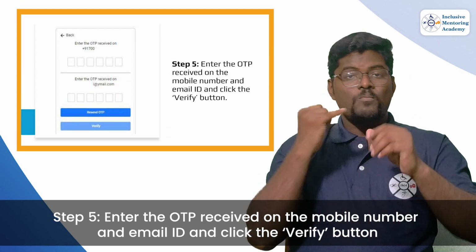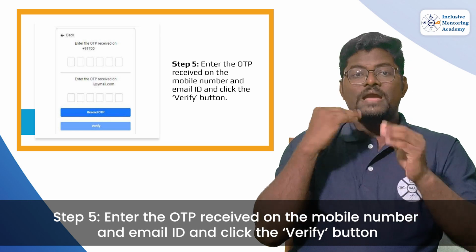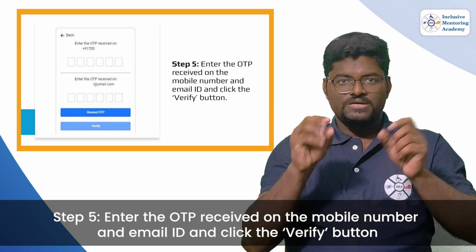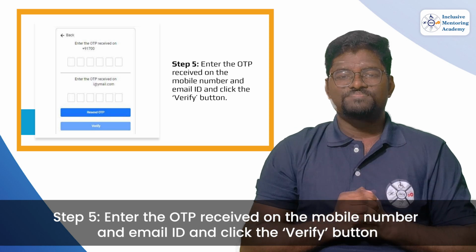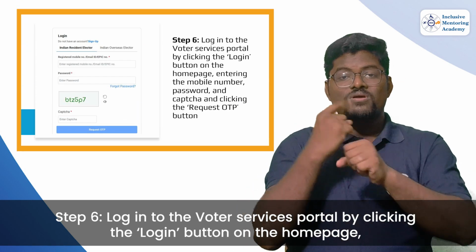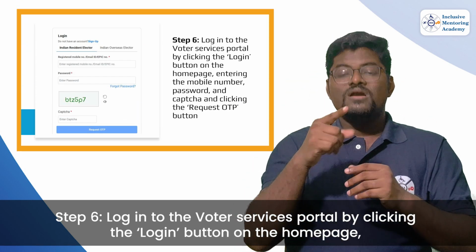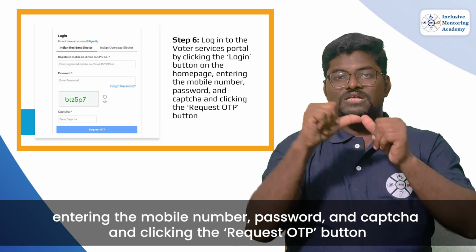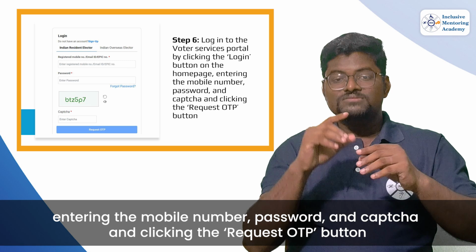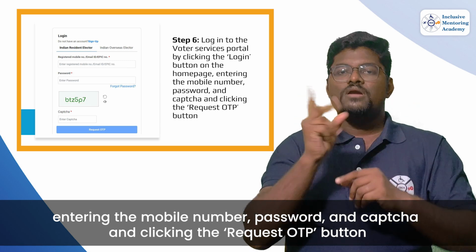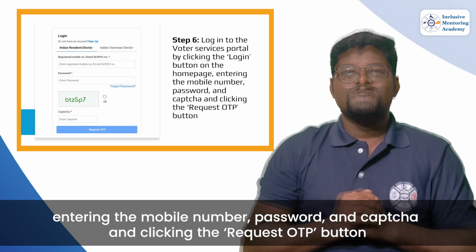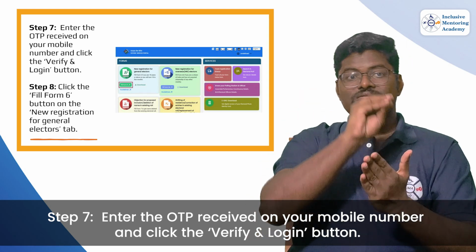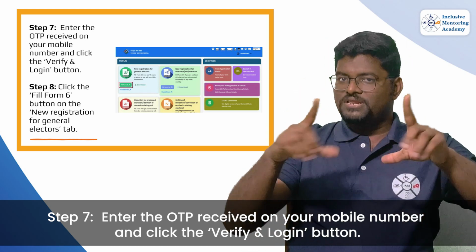Step 5. Enter the OTP received on the mobile number and email ID and click the Verify button. Step 6. Log into the Voter Services portal by clicking the Login button on the homepage, entering the mobile number, password, and CAPTCHA, and clicking the Request OTP button. Step 7. Enter the OTP received on your mobile number and click the Verify and Login button.